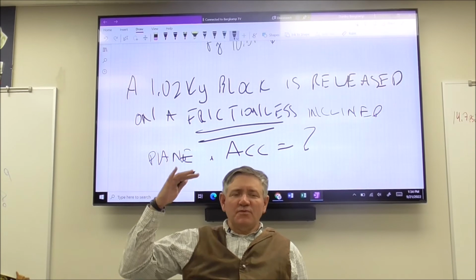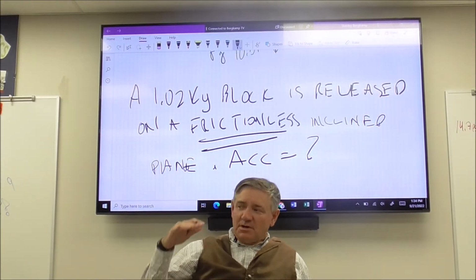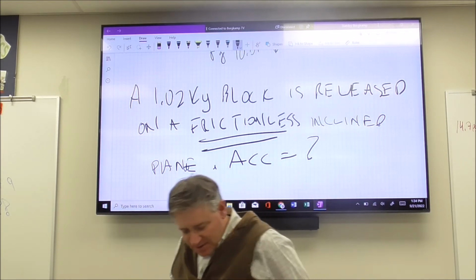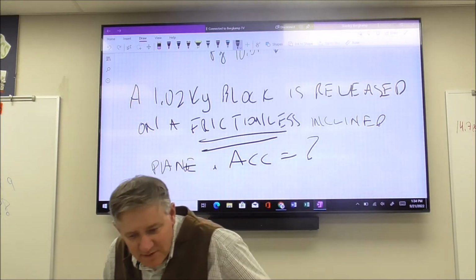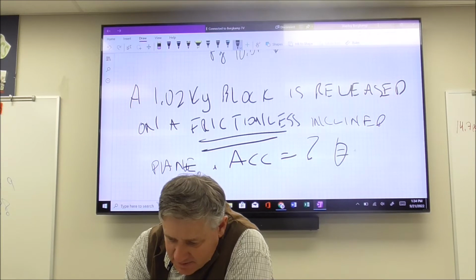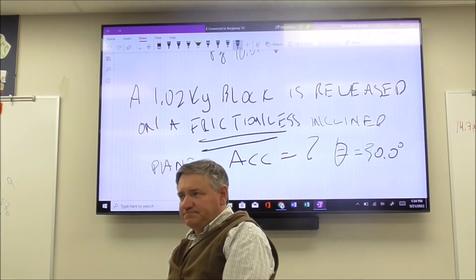So what we're going to do is we're going to go through different permutations on how these problems can play out. We'll start with the easiest. We'll end up with the most complex. So you got a 1.02 kilogram block is released on a frictionless inclined plane, and the angle is 30 degrees, and we want to find the acceleration.